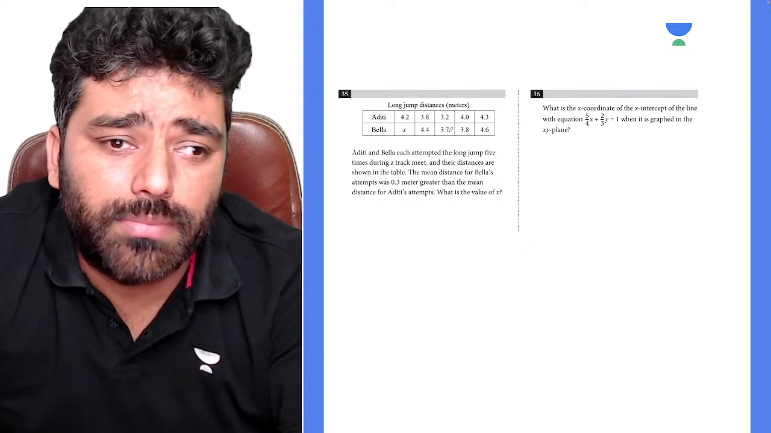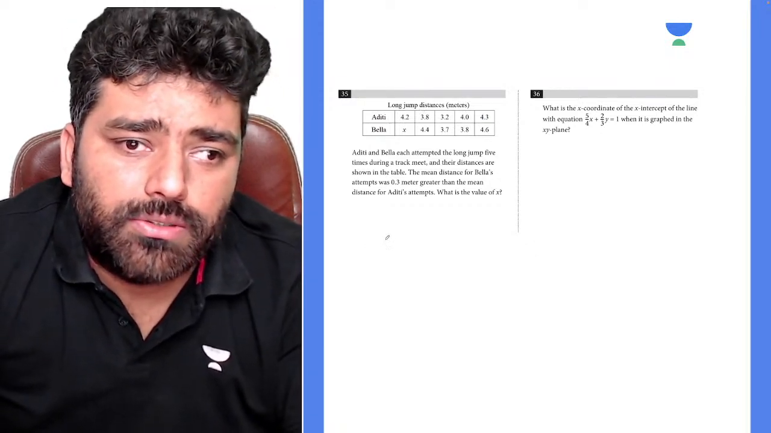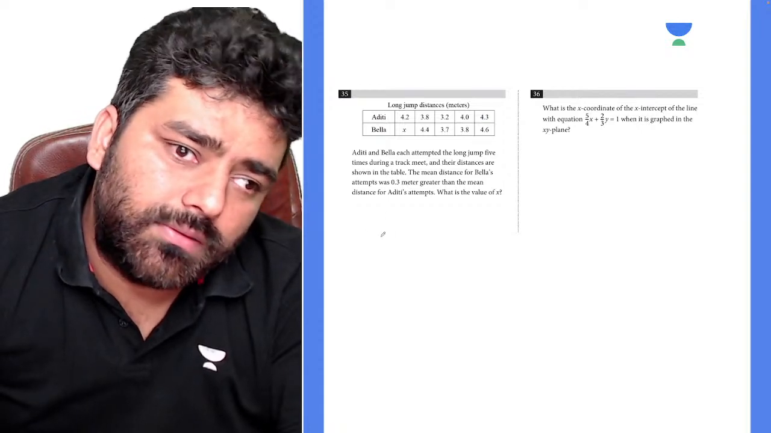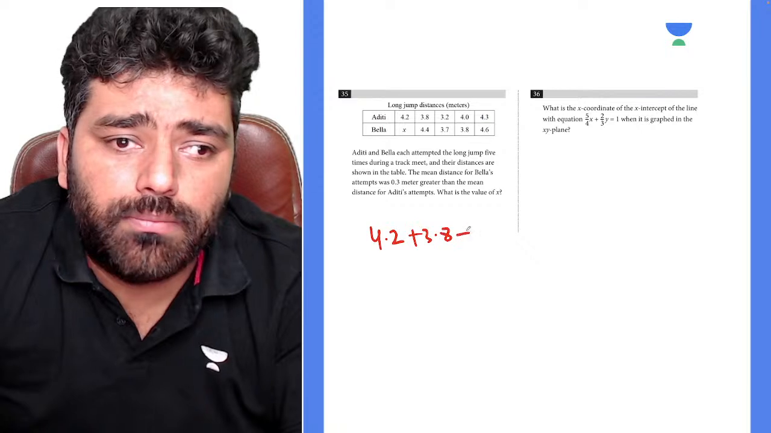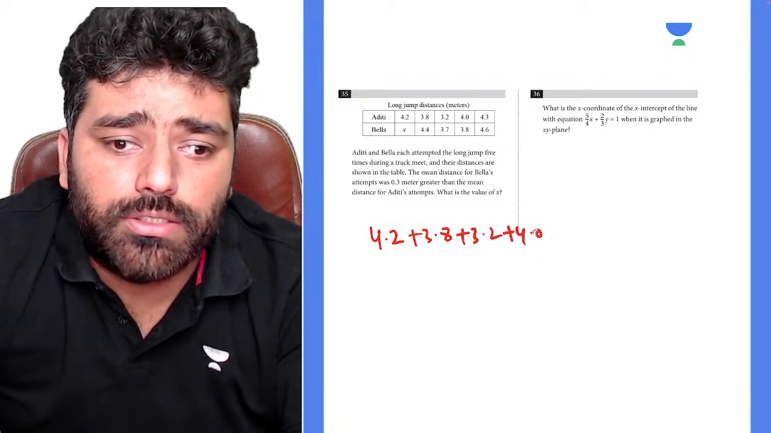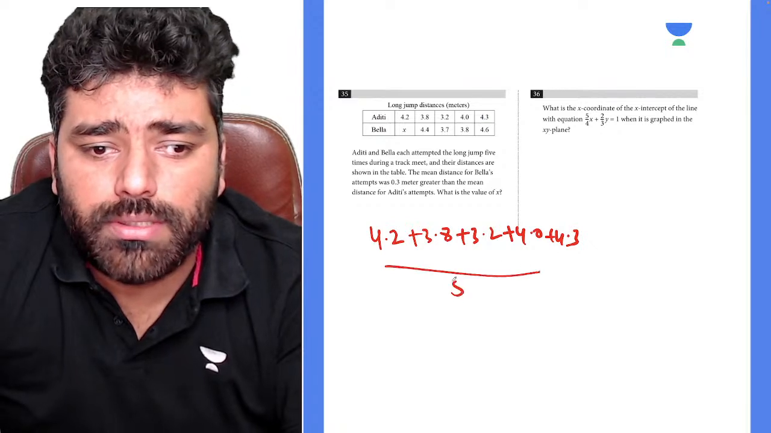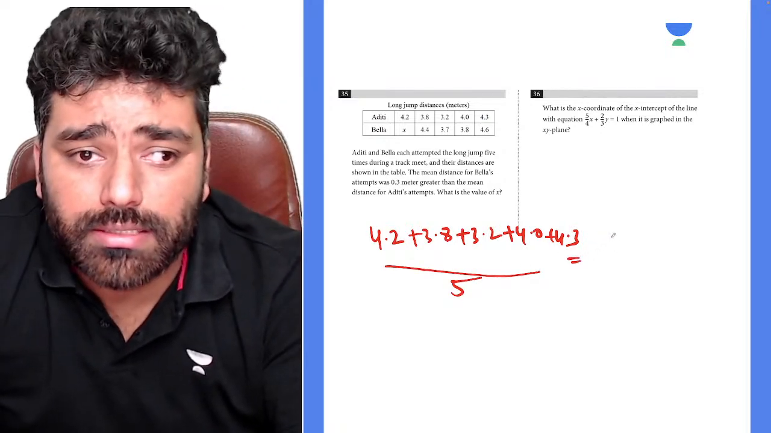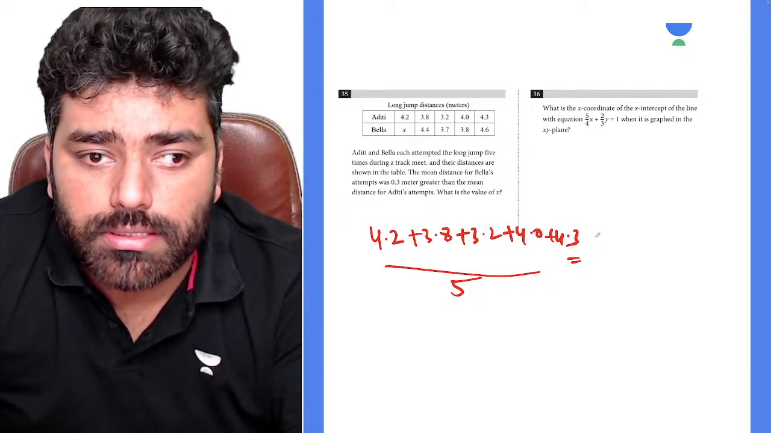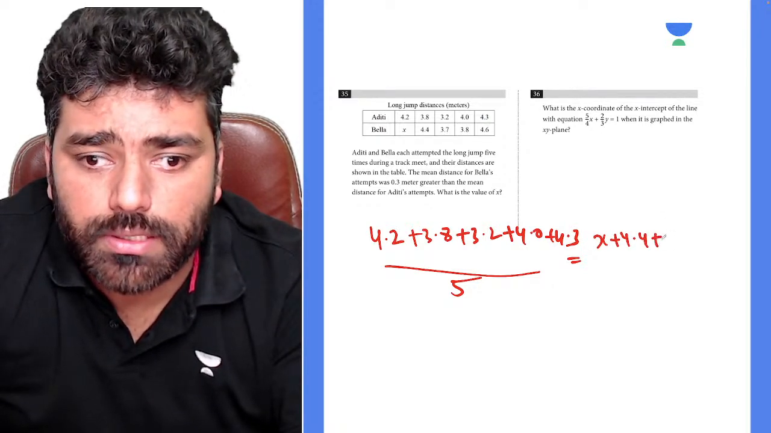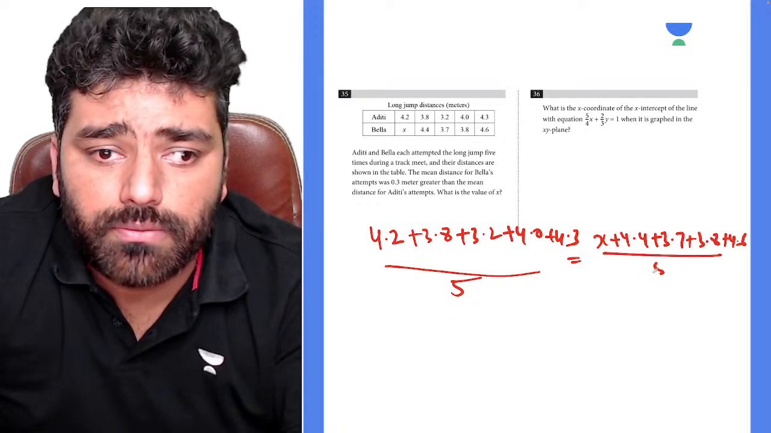Okay, so you can find the mean for each of those, right? If you find the mean, that means you need to add all of those. So that will be 4.2 plus 3.8 plus 3.2 plus 4.0 plus 4.3 divided by 5. And for the other, this is x plus 4.4 plus 3.7, 3.8 and 4.6 divided by 5.